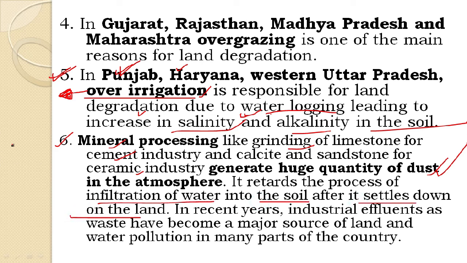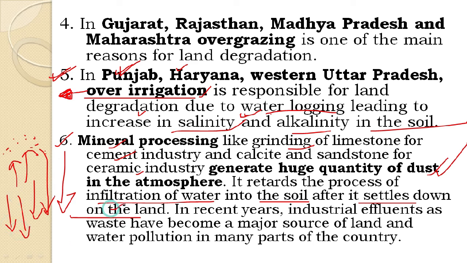Now you see that this is the dust, and all the dust goes into the air. After some time, all the dust comes and settles down on the surface. Now what does it further cause? It retards infiltration of water into the soil after it settles down on the land. And we have seen in recent years that industrial effluents, effluents here meaning wastes, have become a major source of land and water pollution in many parts of the country.